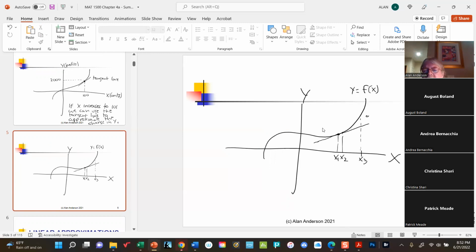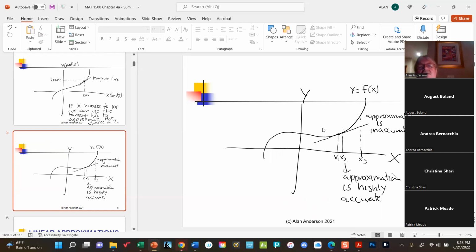So in other words, here the approximation is very poor, or I'll call it inaccurate. Whereas between these two, you can't even see the difference between the tangent line and the function. The approximation here is highly accurate. So it's understood that when we use these methods, they're only accurate for relatively small changes in X. But having said that, they can do a very good job.